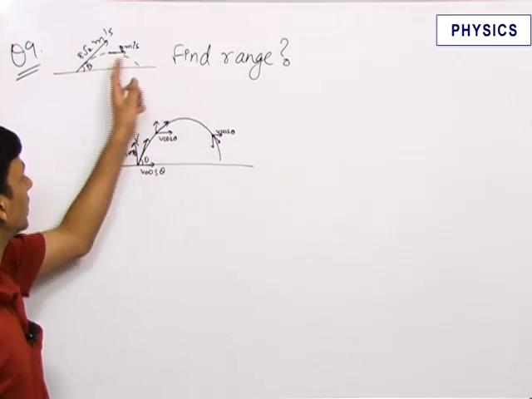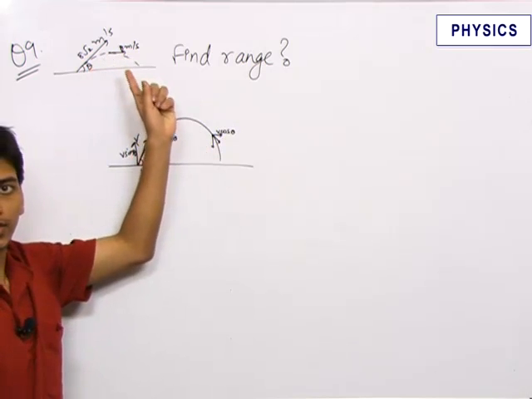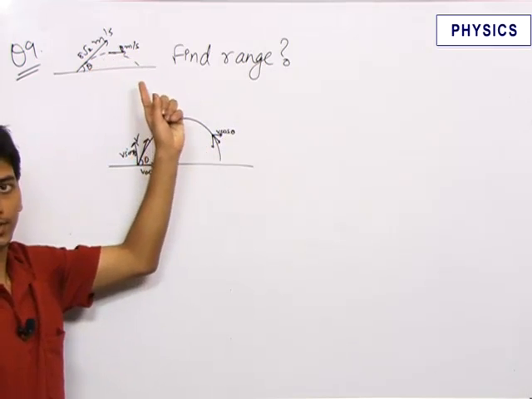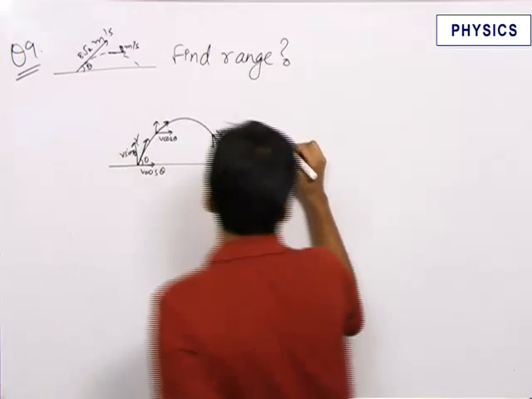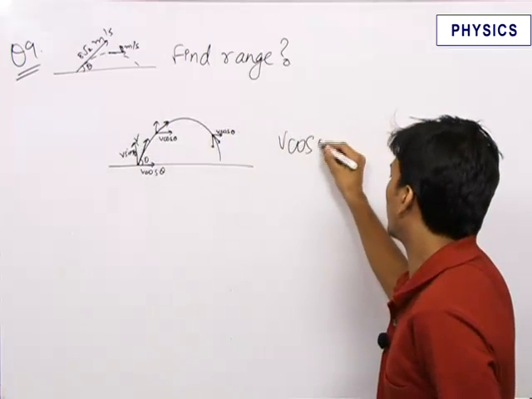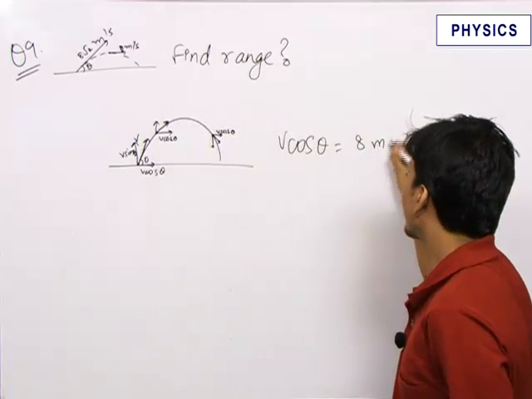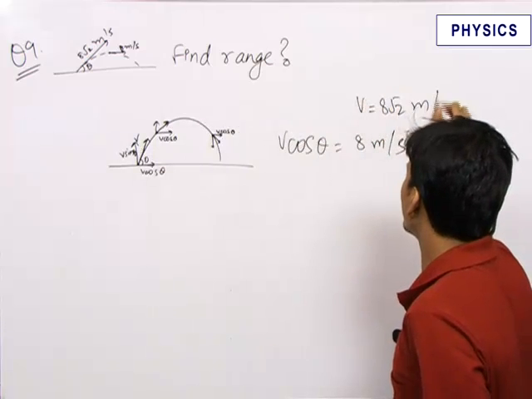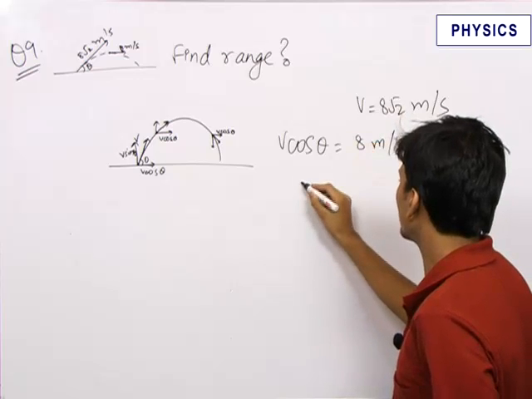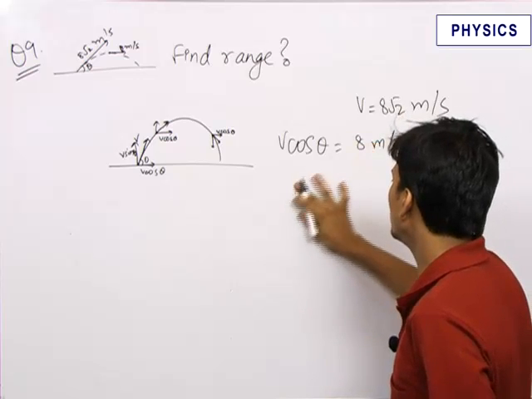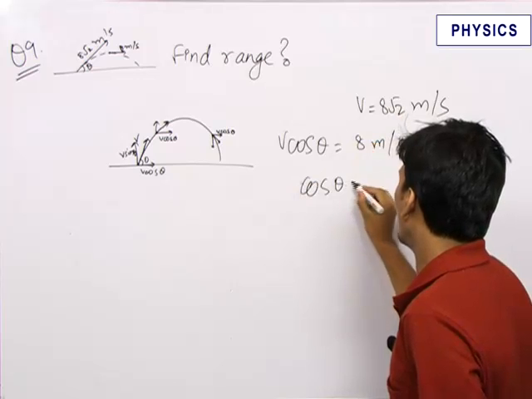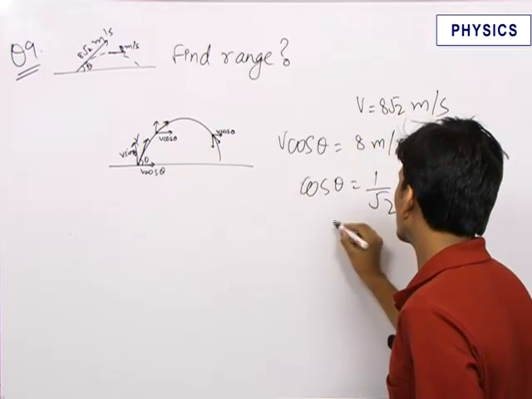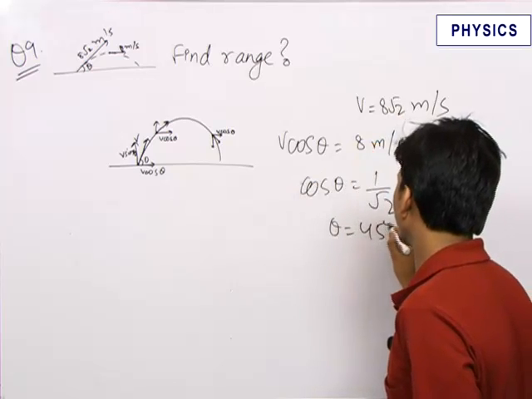So at this point, the whole velocity is only the x component of the velocity. So we know that v cos theta is equal to 8 meters per second, whereas we know v to be 8√2 meters per second. We fill in the value here to get cos theta is equal to 1 upon √2. So we get theta is equal to 45 degrees.